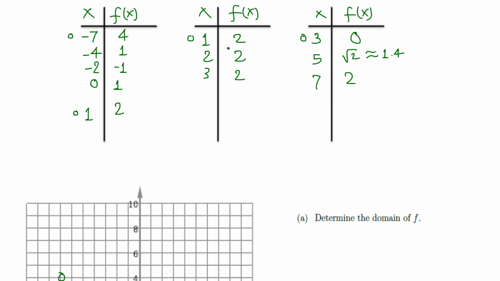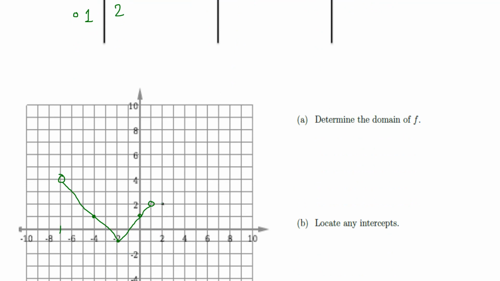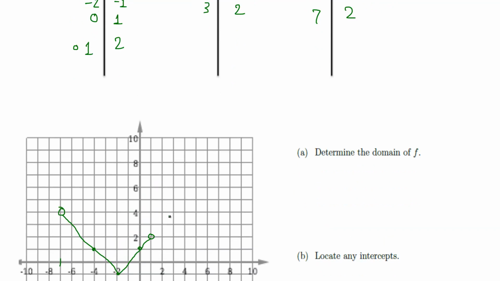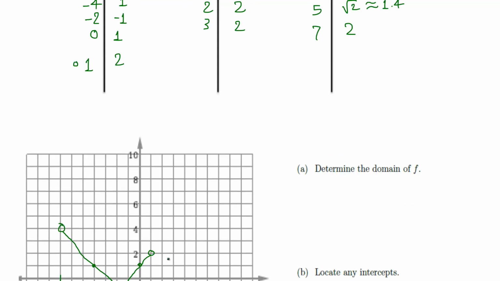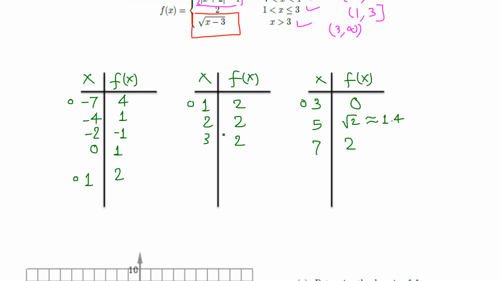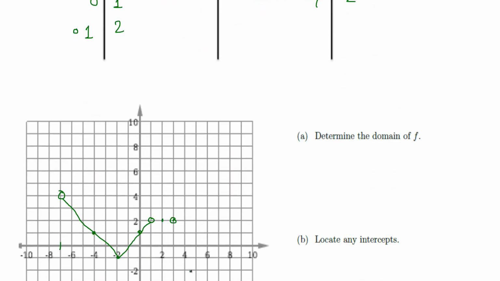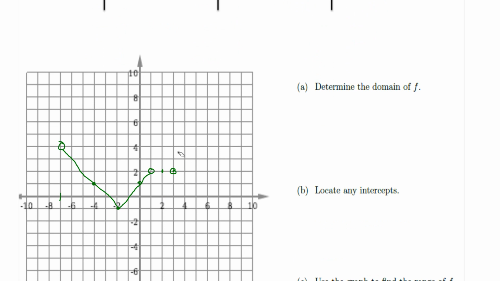Second piece, 1, 2, 3, always 2. For 2, that's 2, for 3 also 2. Oh, never mind, 3 is included, so 3, 2 is included. So it's not a circle, it will be a dot. Included means dot. So we have this graph.